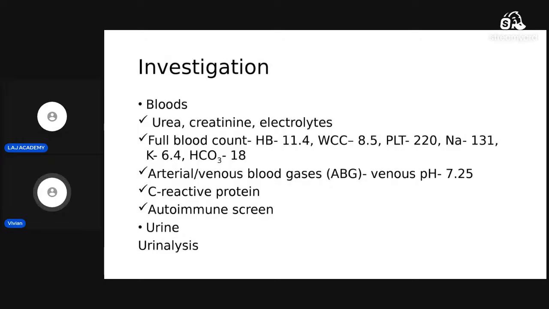Other investigations that might be done will be C-reactive protein, autoimmune screen, and also because we are considering it might be heart failure, we also want to include pro-BNP.